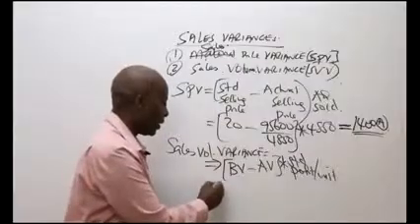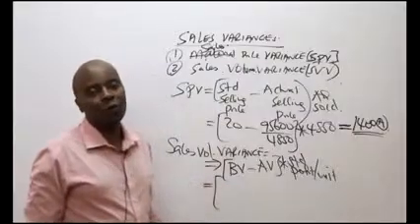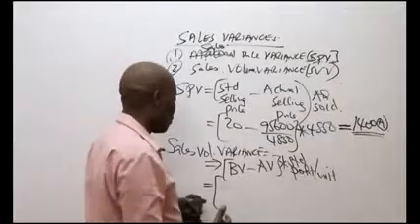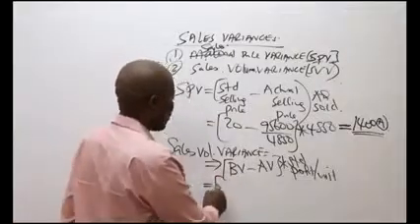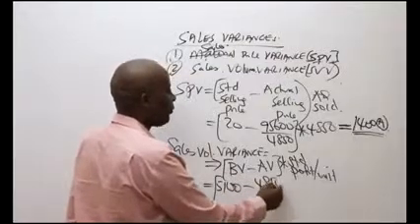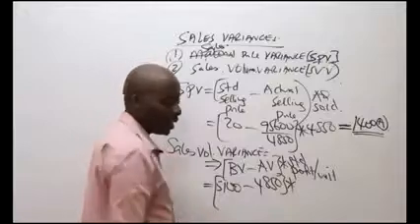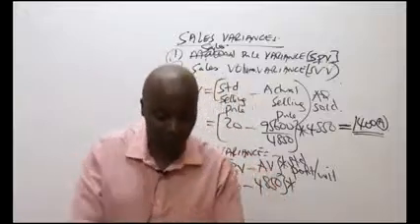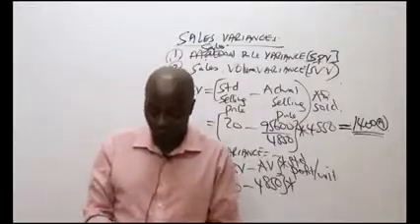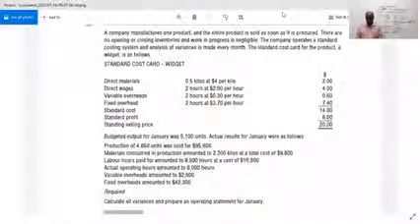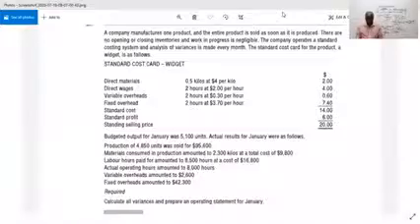So come and give us the budgeted volume, the volume of production. The volume which we are planning to produce was 5,100 minus the actual volume, which is 4,850. From the standard card, is there somebody who is able to see the standard profit per unit?